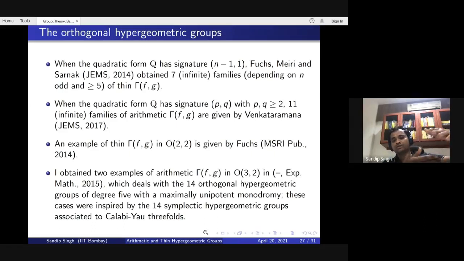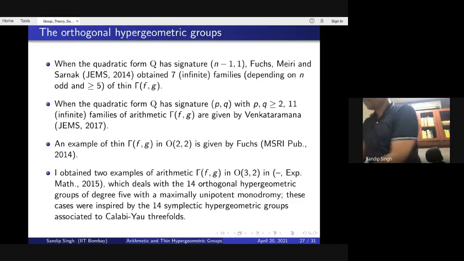These cases were inspired by the 14 symplectic hypergeometric groups associated to Calabi-Yau threefolds. Corresponding to those 14 groups, I take f equal to (x-1) to the power 5 and take g to be all possible products of cyclotomic polynomials such that g(0) is -1. I started looking into that, and I found that in that case also there are exactly 14 such pairs.